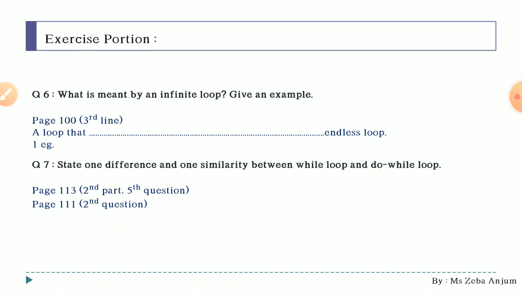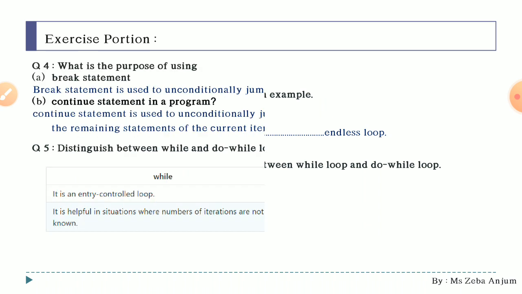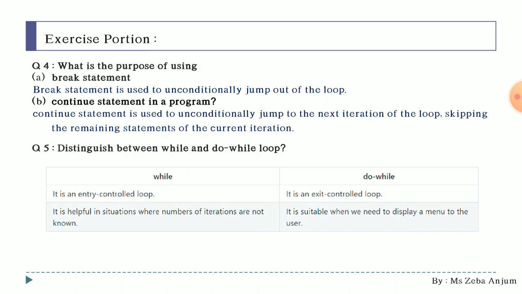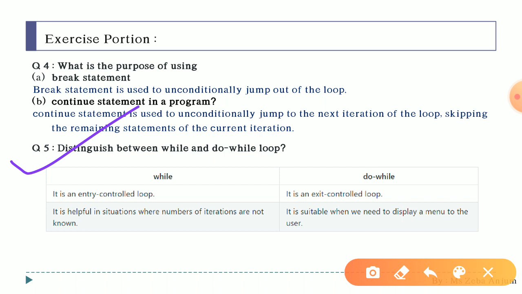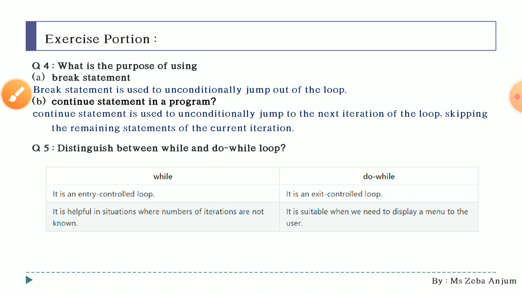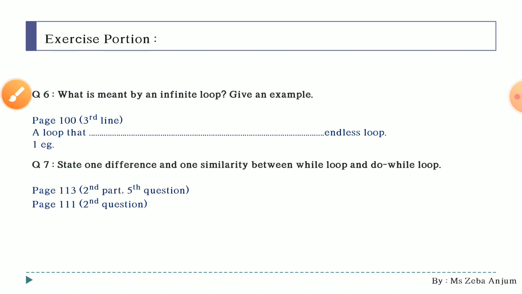For the seventh question, state one difference and one similarity between while loop and do while loop. For the difference, my dear students, we have discussed two differences here. According to you, write down any one difference. And for the similarity, please turn to page number 111. You have the review inside portion. From those, see the second question. The question is the same, so you have to merge both the answers in this seventh part. I hope this section is clear.